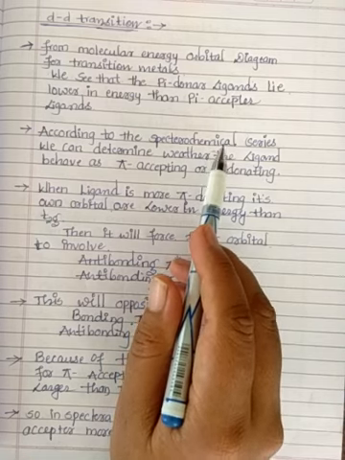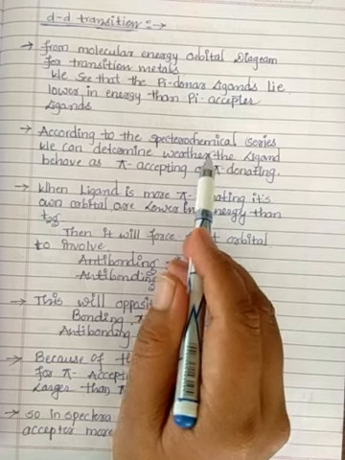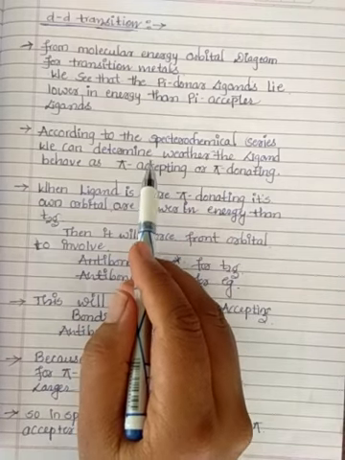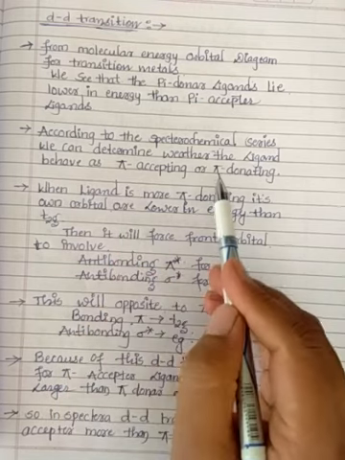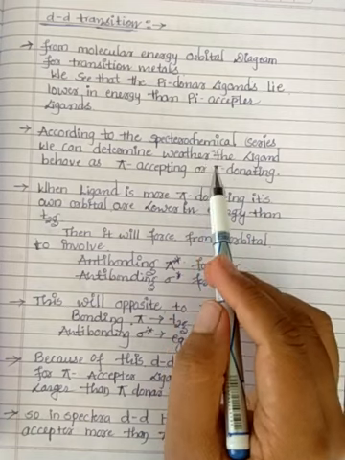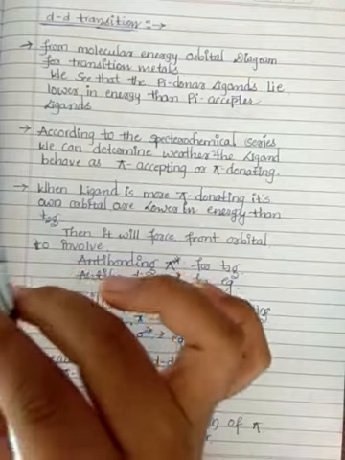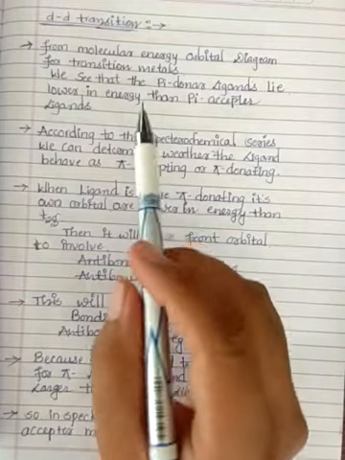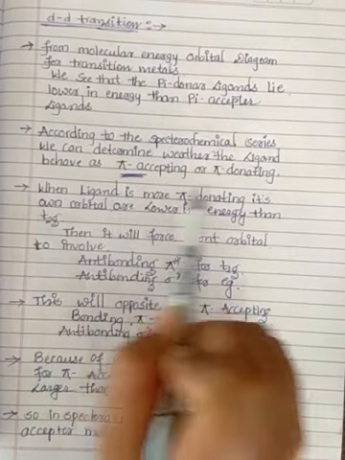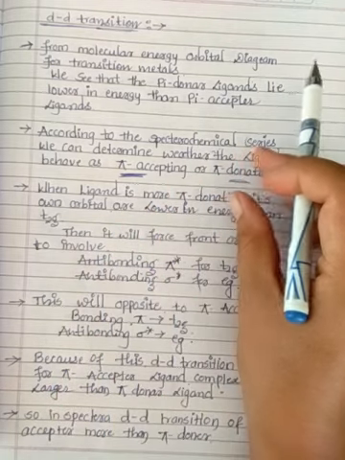The arrangement of ligands in increasing order of their ligand field splitting energy is called what? A spectrochemical series. According to that, we can determine whether a ligand behaves as pi accepting or pi donating. On which basis can we tell whether a given ligand is weak field or strong field? On that basis we can determine whether the given ligand is pi accepting or pi donating. I hope you have understood the second point.